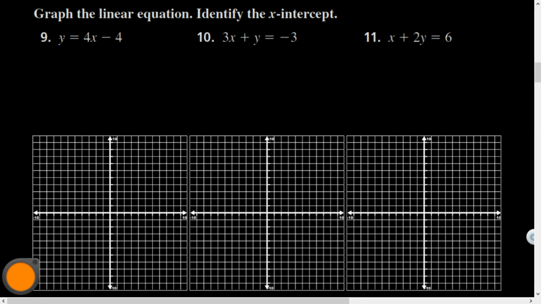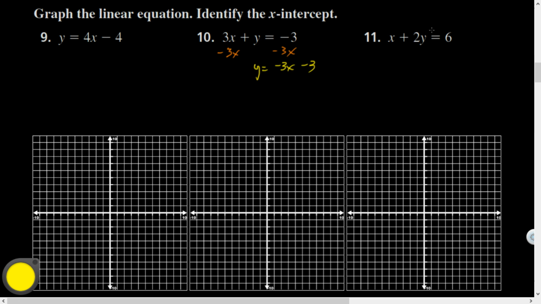Let's see. Is this one in y equals mx plus b? Yes. Is this one? No, it's not solved for y. So I'm gonna solve this for y first. So I'm just gonna go through all of these. Y equals negative 3x minus 3. Y equals mx plus b.